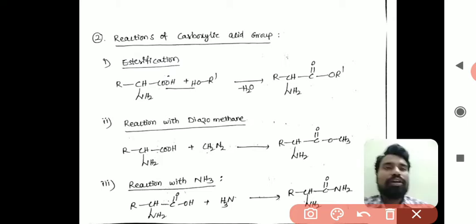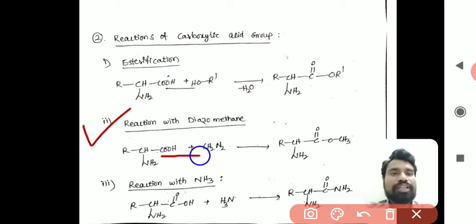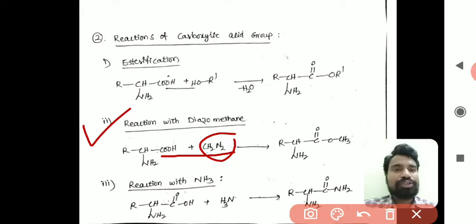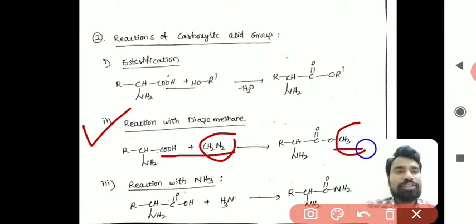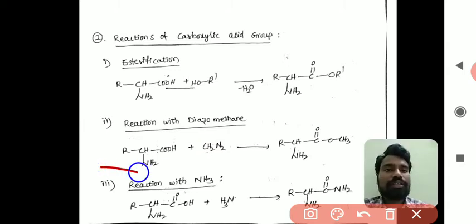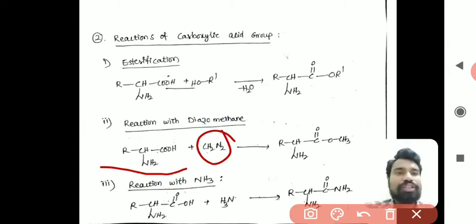The next one is the reaction with diazomethane. When carboxylic acids are treated with diazomethane, an esterification reaction takes place. That is, reacting with diazomethane, CH2N2, will result in a methyl ester. So the methyl group is added to the carboxylic acid group, right? Here this is an amino acid which is reacted with diazomethane, and then there is a C double bond O, OCH3. So esterification has been done. So the methyl ester is formed here, right?